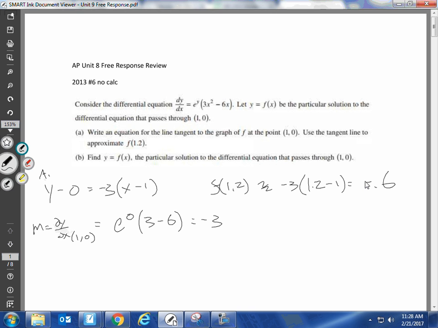As you get through part B, make sure you're careful, separating your variables, finding the correct antiderivative. And if you're solving for C, and C is inside a log, don't be afraid. You can get rid of that log by taking e to the power of both sides.